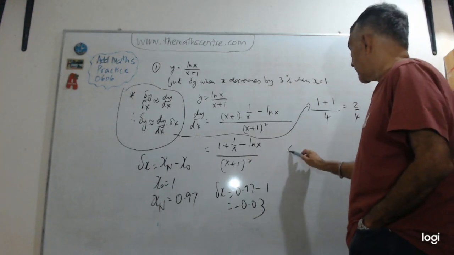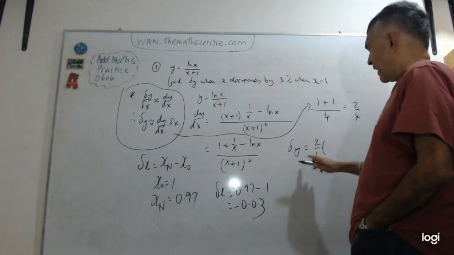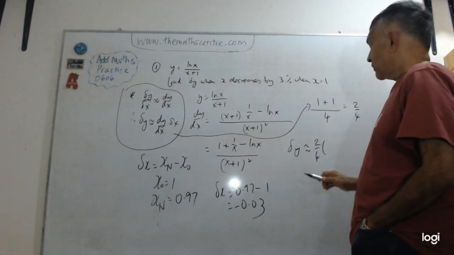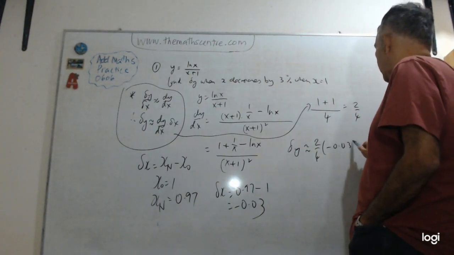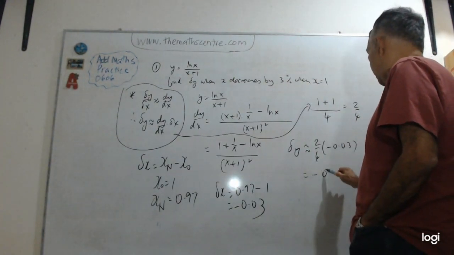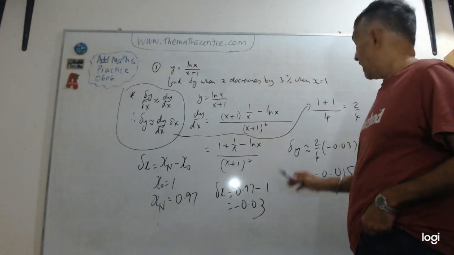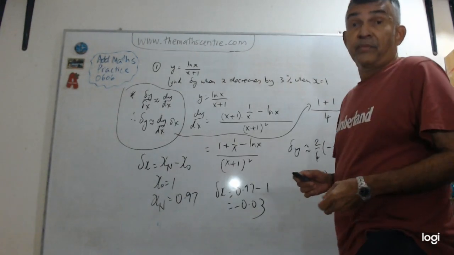So now to find delta y, I'll write 2 over 4 times delta x, approximately equal to, which is negative 0.03. So you get your answer as negative 0.015, and we are done. Half of this, so we have negative 0.015.